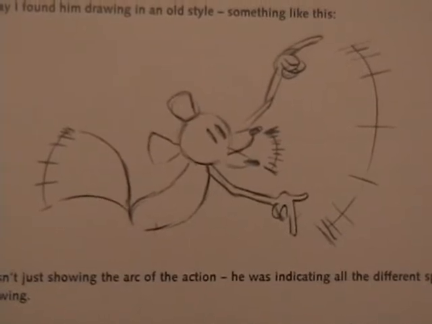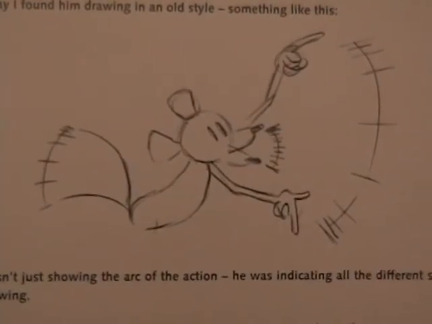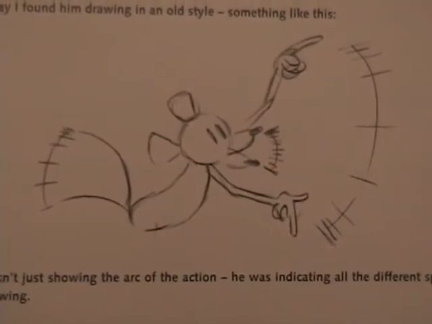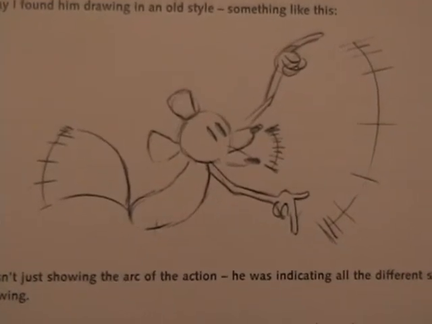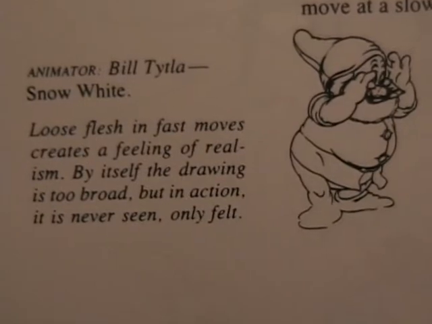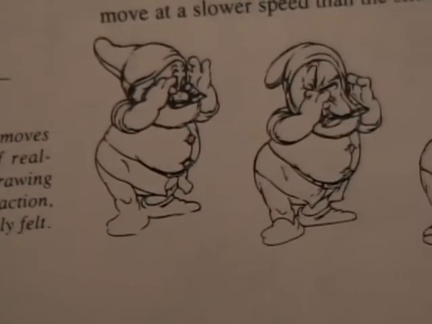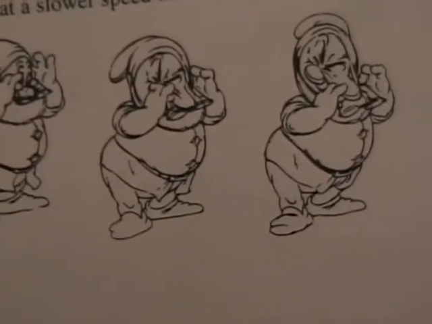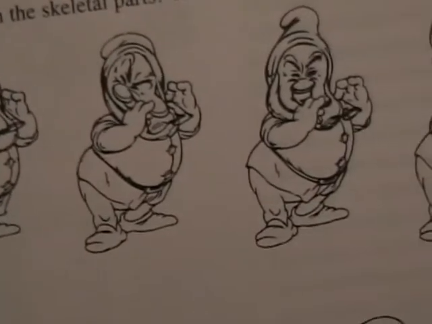Follow through or overlapping action is when you animate your character's body parts to move at different times. Here we see how Doc's hat and his cheeks move at different rates from the movement of his body.